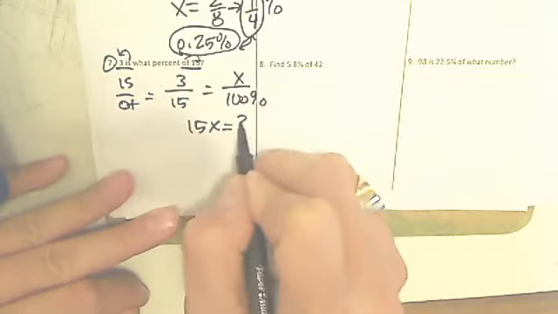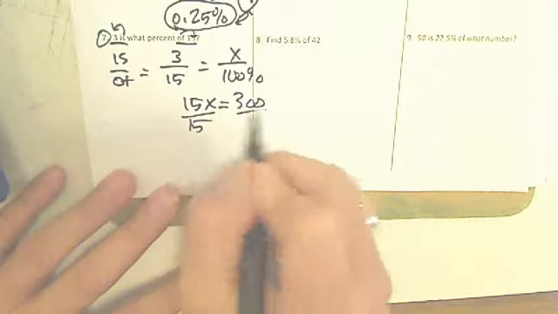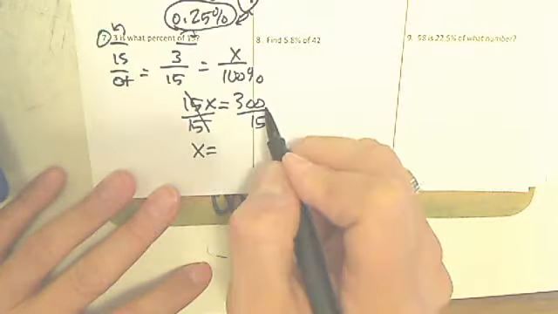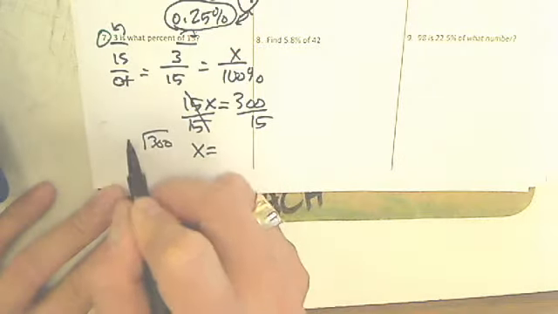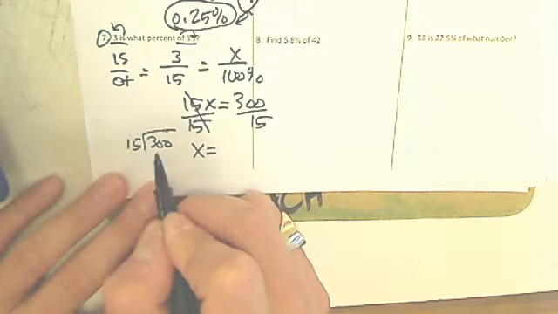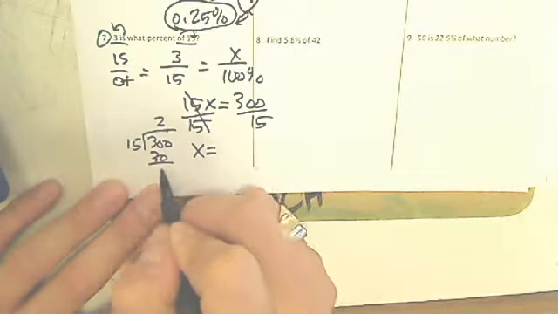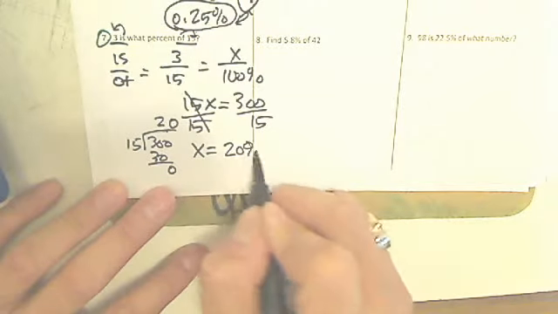15x equals 300. You can still divide it. Divide by 15 to get x by itself, right? So no, you don't have to add any zeros. Top in, bottom out here. So 15 goes into 30 2 times. But the answer is not 2. I saw some 2's out there. You have to subtract and bring that 0 down to make that 0. It's 20%.